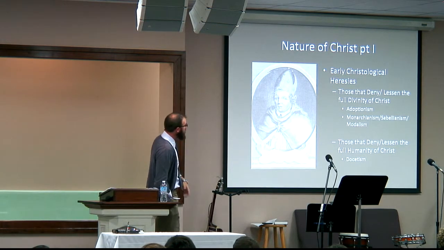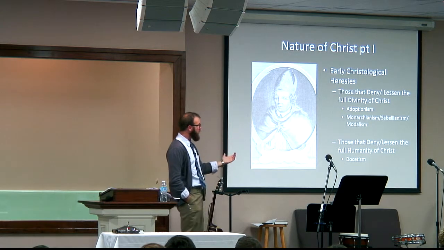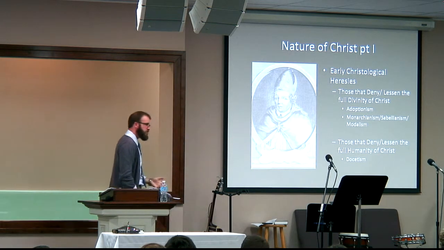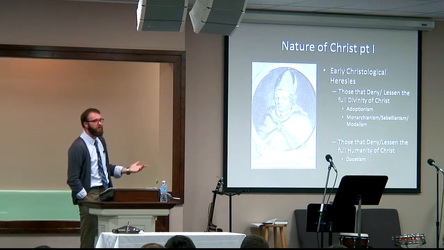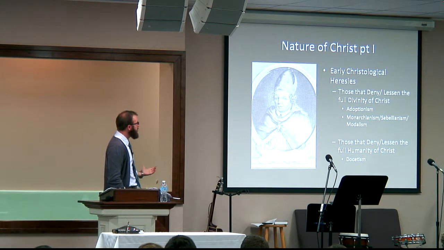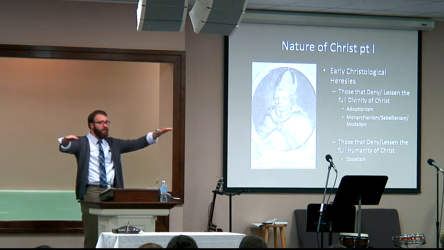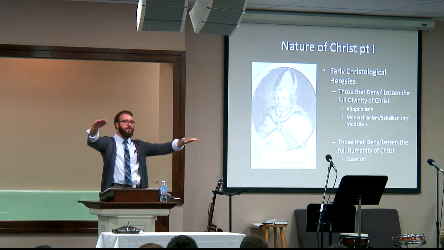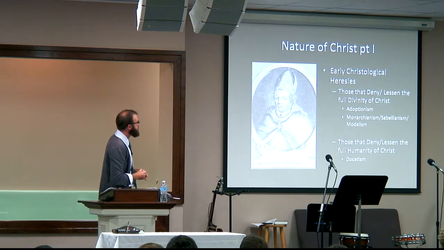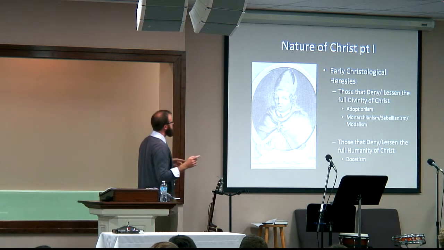So you have all these. And then you're going to have those that deny the full humanity of Christ. And the first of these is going to be Docetism. It just seemed like he was a person. He wasn't really a person. He just seemed like he was. And all kinds of heresies are going to fall in a lot of ways on one of those two sides, especially the first two, Arianism and Apollinarianism.